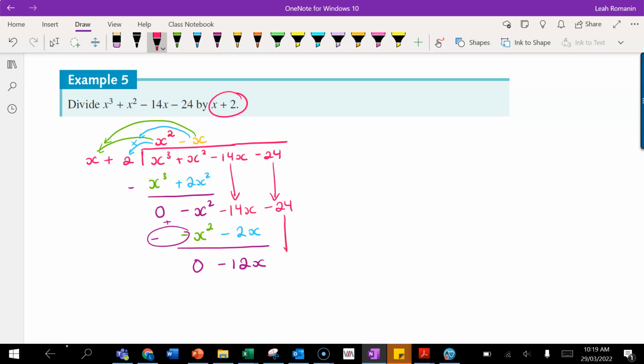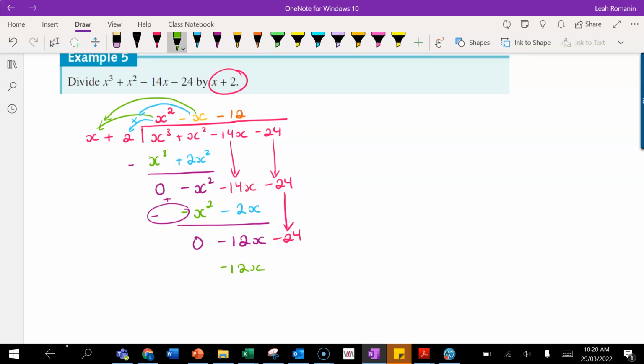Okay, now I can bring the number down. Again, you don't have to do this step. You can just imagine it if you want to. Okay, starting the process again. Negative 12x divided by x, I'm going to have just negative 12 because the x's are going to cancel out. So I'm going to end up with minus 12. And again, I'm multiplying them. So negative 12 times x is going to be negative 12x. Good, they're the same. Then negative 12 times positive 2 is going to be negative 24.